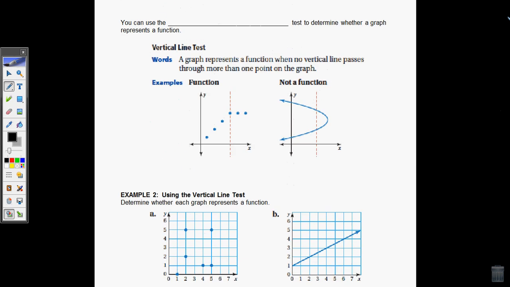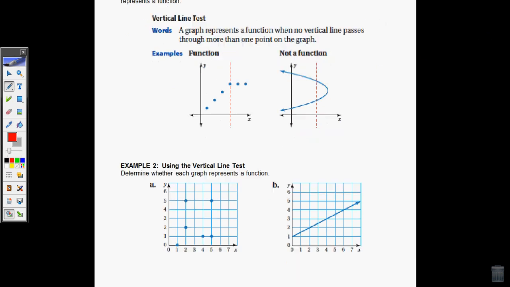Now let's take a look at how we can check to see if things are functions graphically. You can use what's called the vertical line test to determine whether a graph represents a function. What the vertical line test does is you basically just throw a vertical line through a depiction of a function or depiction of a relation to test to see if you hit 2 points at once. Let's see how this works.